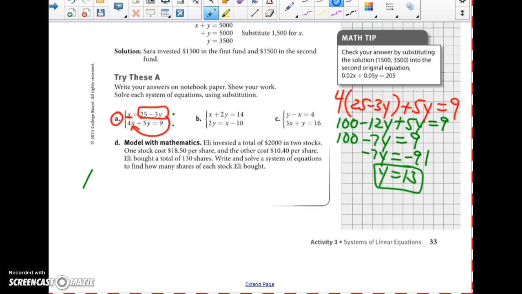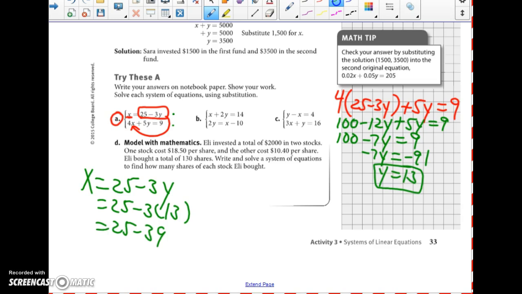So here's my top equation. X equals 25 minus 3y. Now I'm going to put the 13 in place of the y. X equals 25 minus 3 times 13. Okay, now how much is negative 3 times 13? Negative 39. And how much is 25 minus 39? Negative 14 is right. So x is negative 14.